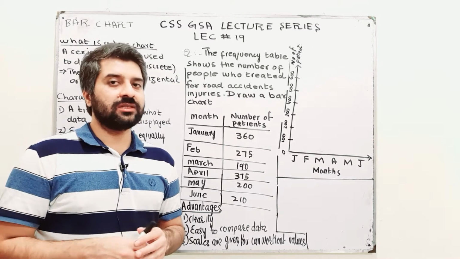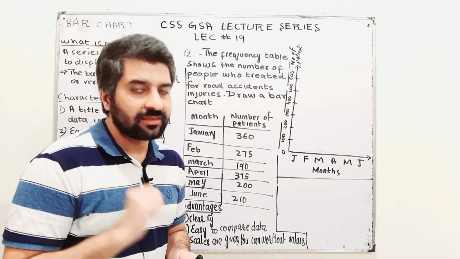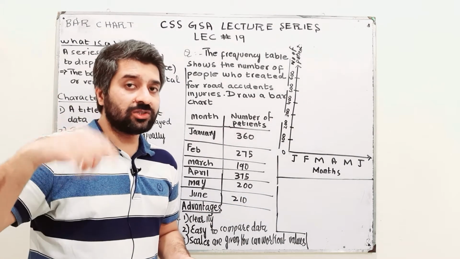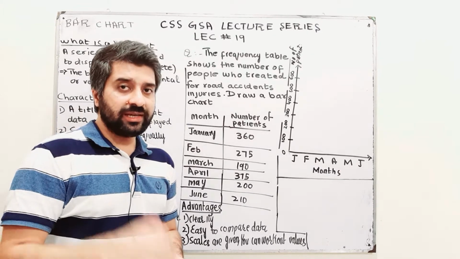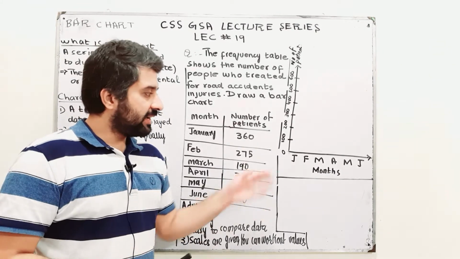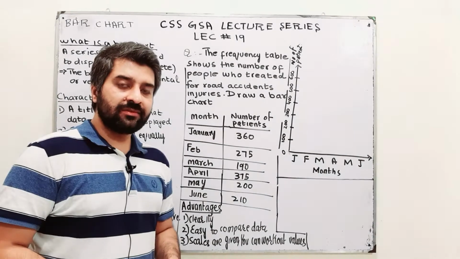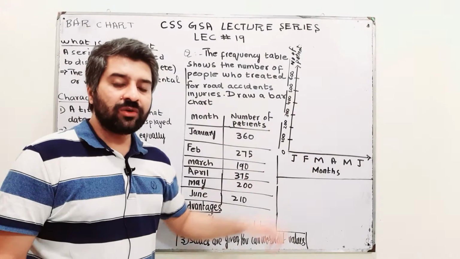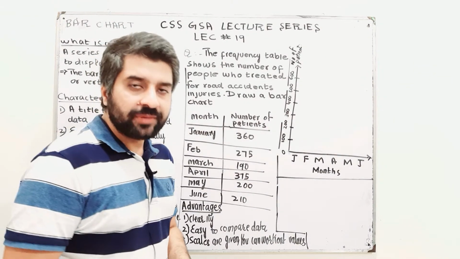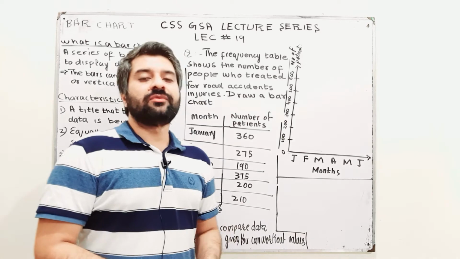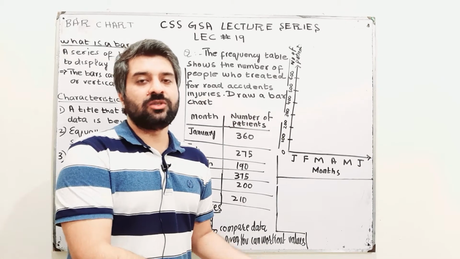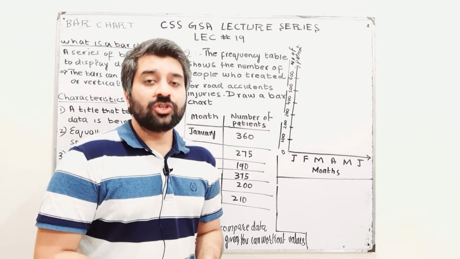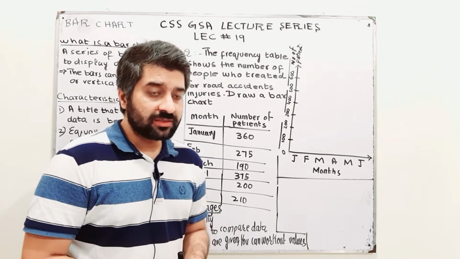As we have discussed about the axis, in this case I am going to draw vertical bars. You can draw vertical or horizontal as I have told you. So on the x-axis I have written months, and these are the categories: January, February, March, April, May, June. These are the different categories in which the data is divided in months. And on the y-axis there is a scale to represent the number of patients.